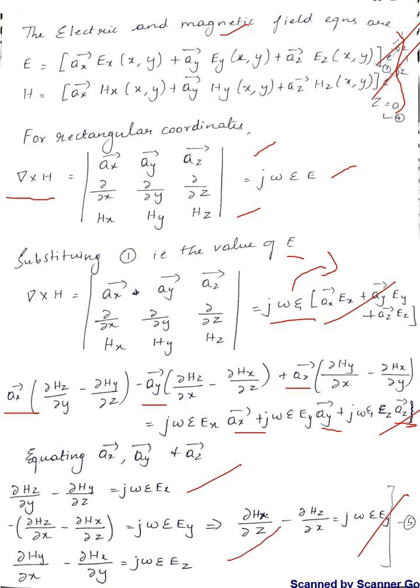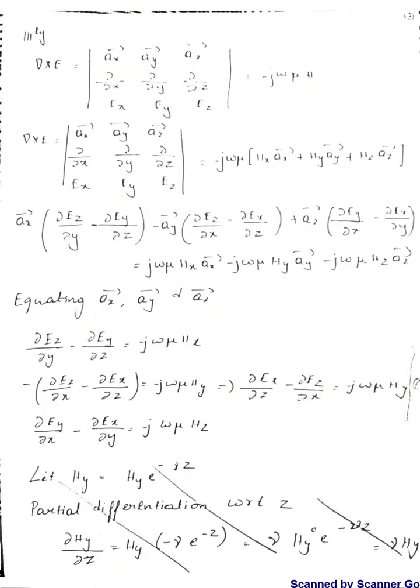So I'm going to equate the Az terms also. I'm going to take all these three equations as the fifth equations. So I have completed the equation for del cross H. Now the same process we are going to repeat for del cross E.